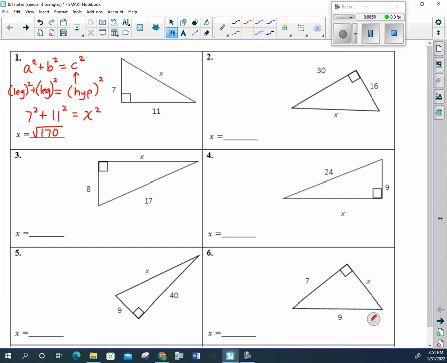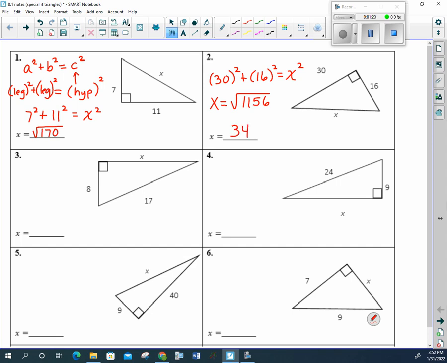Over here, we've got 30, 16 for our legs. X is the hypotenuse. So once again, we've got 30 squared plus 16 squared equals our x squared. So we'll go ahead and type that in, see what we come up with. So we're going to have x equals the square root of 1,156, and that turns out to be 34.